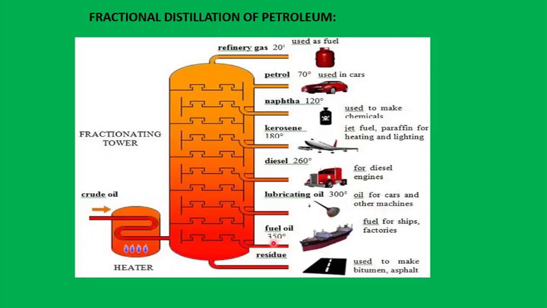Then when the temperature reaches 350 degrees Celsius, another component of petroleum, that is fuel oil, will be separated. The main use of fuel oil is in ships and in certain factories.